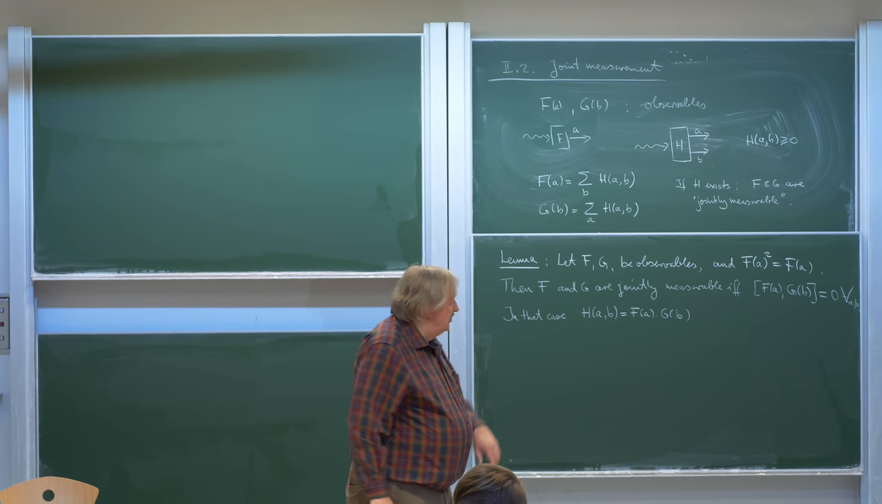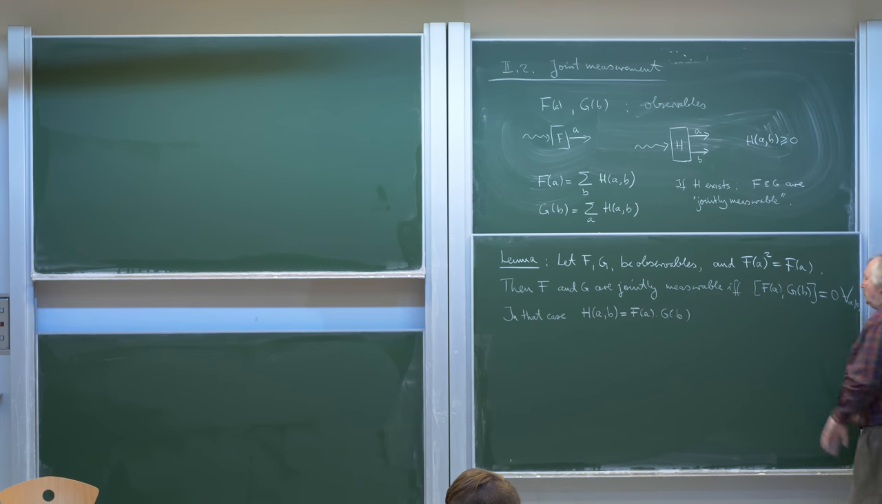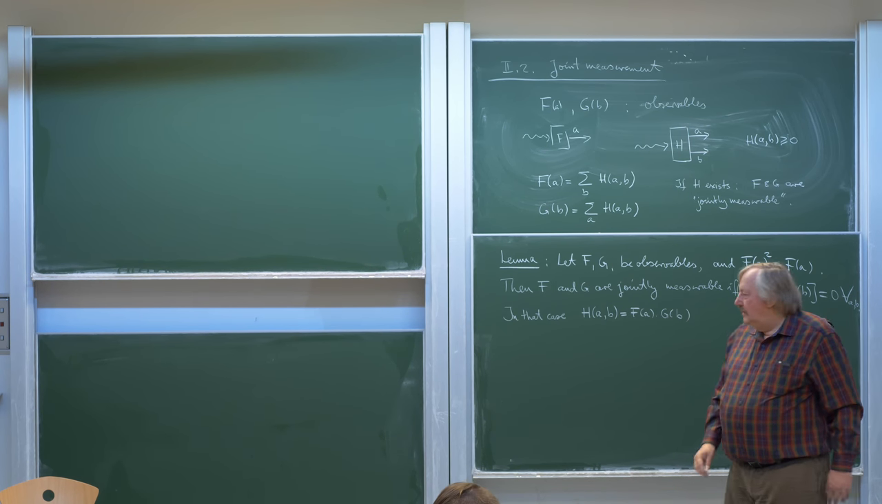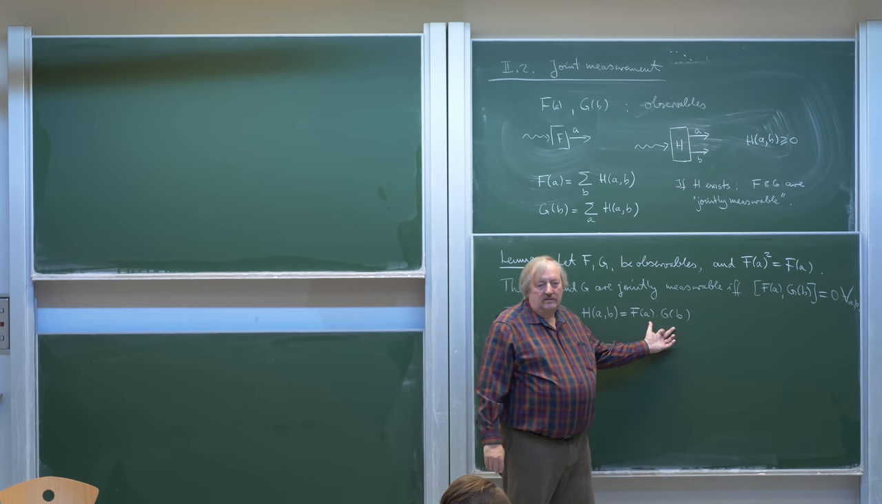Now let's pause for a moment. Suppose I have this condition. So this condition is, I didn't write it in this lemma, but suppose that I have such commuting observables. Then this formula here actually defines a positive operator.